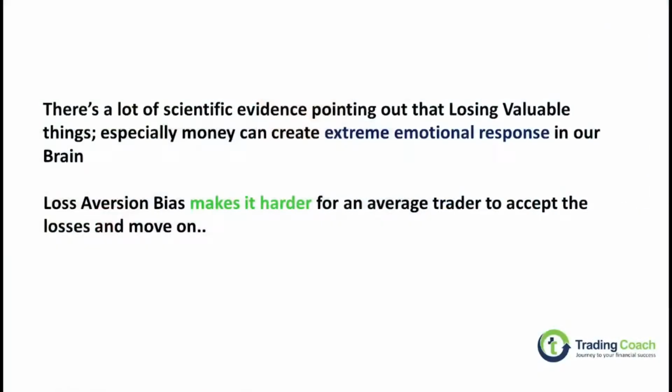When you compare both your sadness and happiness, you are going to be less happy when you make money, and more sad when you lose money. That's it. So loss aversion bias can create an extreme emotional response in our brain. There is a lot of scientific evidence for it. Whenever we lose valuable things, especially money, that can create an extreme emotional response in our brain. And for an average trader, loss aversion bias makes it very hard to accept losses and move on. So what's the solution for this?